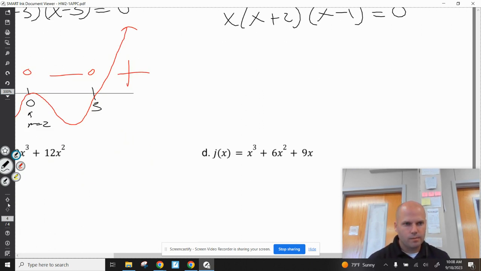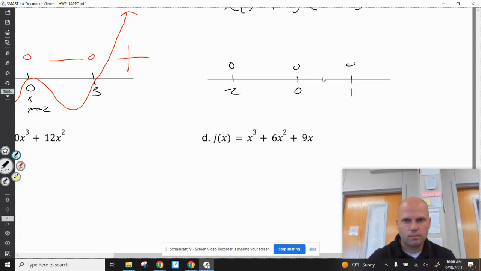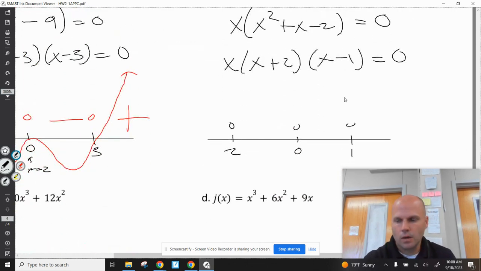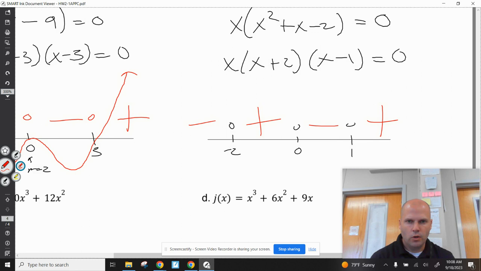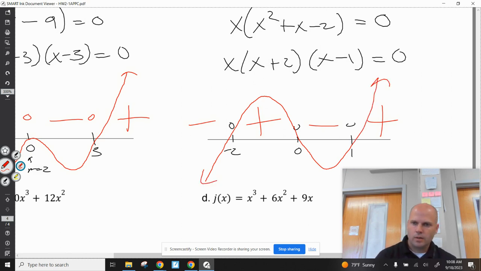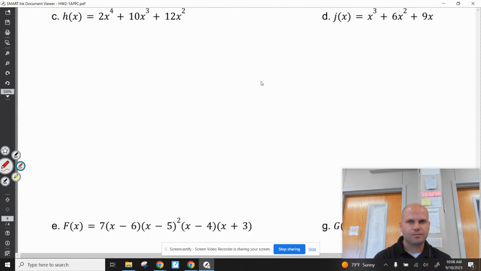0, -2, 1. List them off in the right order. Sign checks. My mouse just went flying. If I plugged in 2, positive, positive, positive. Multiplicities all 1. Sign changes occur. What did my graph look like? Negatives to positives to negatives to positives. There's my cubic. Familiar to me. You can see it too.